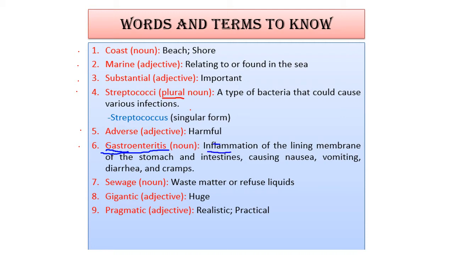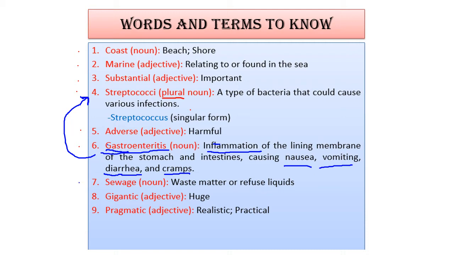Inflammation of the lining membrane of the stomach and intestines, causing nausea. Nausea when you feel like you want to throw up. Vomiting, throwing up. Diarrhea, okay, and cramps. Cramps are this pain that really hurts, the pain you might get in your stomach or in your leg, and it's really irritating. This is all caused by gastroenteritis, which is an inflammation. This gastroenteritis, as you will learn in this lesson, is caused by a bacteria called streptococci.